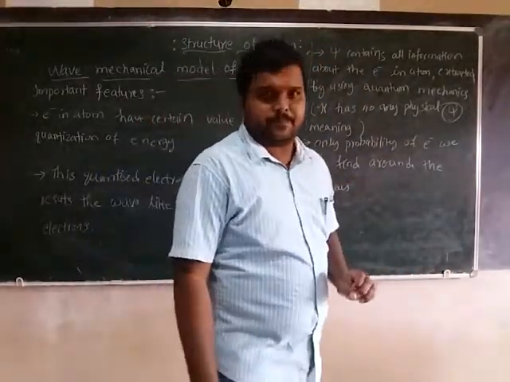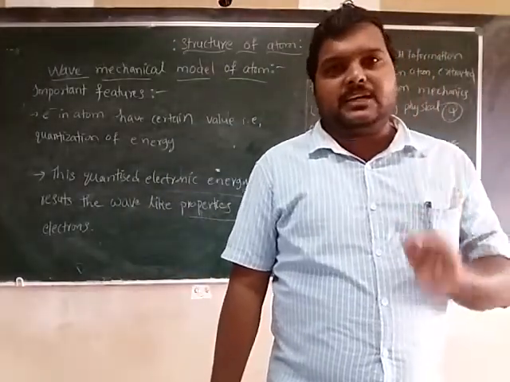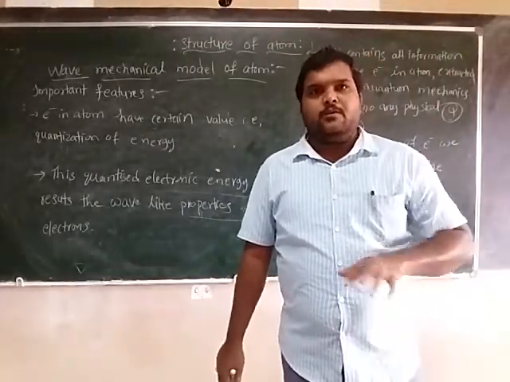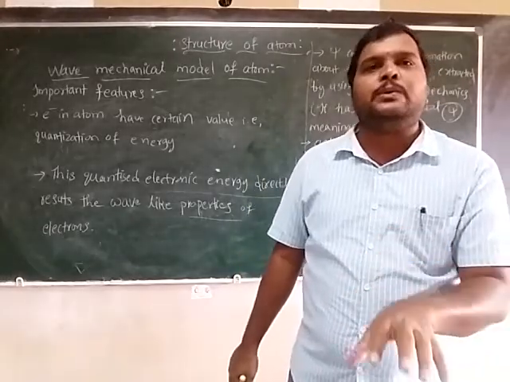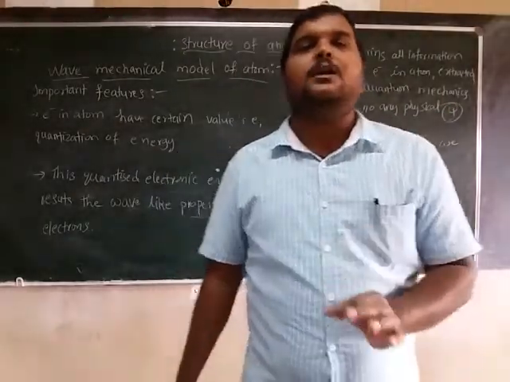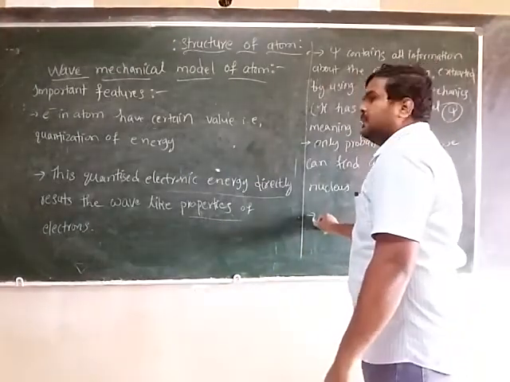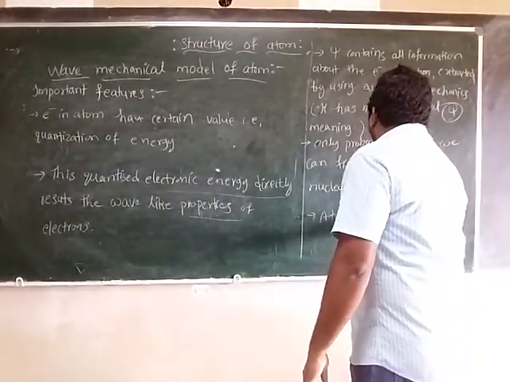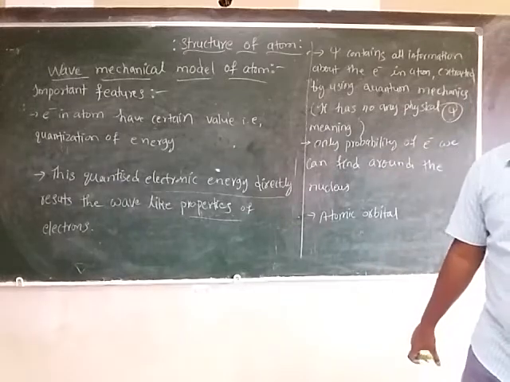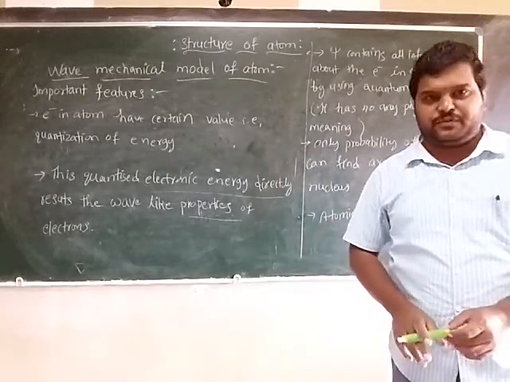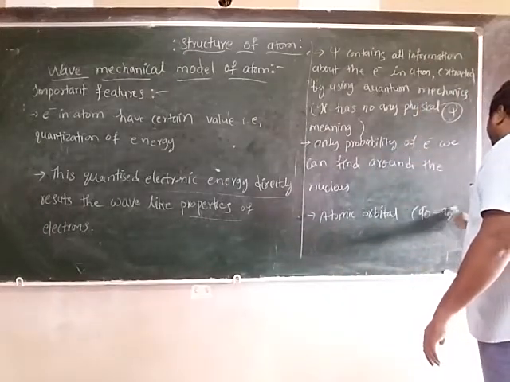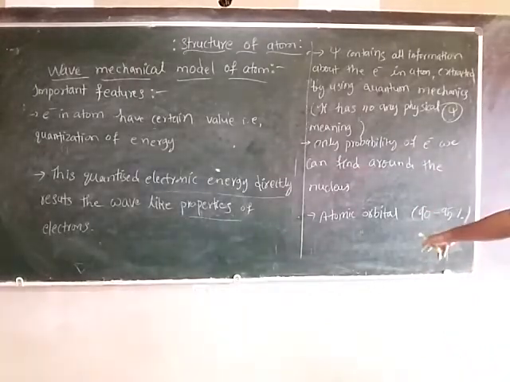So finally, what can we say? The probability of finding an electron around the nucleus, where it is maximum, nearly 90 to 95 percent, in three dimensions, that is called an atomic orbital.